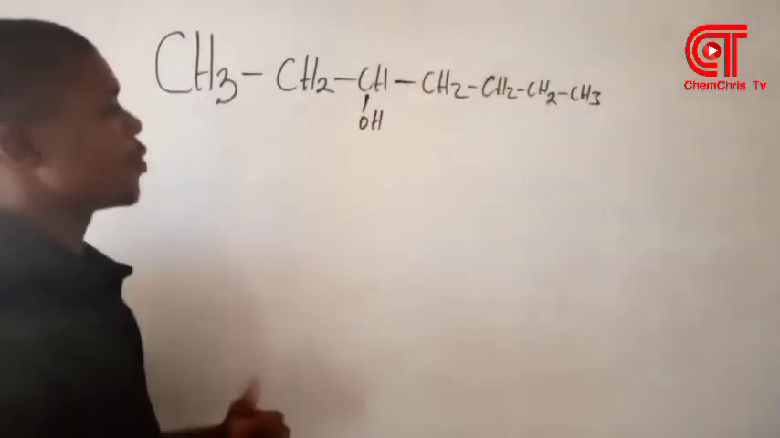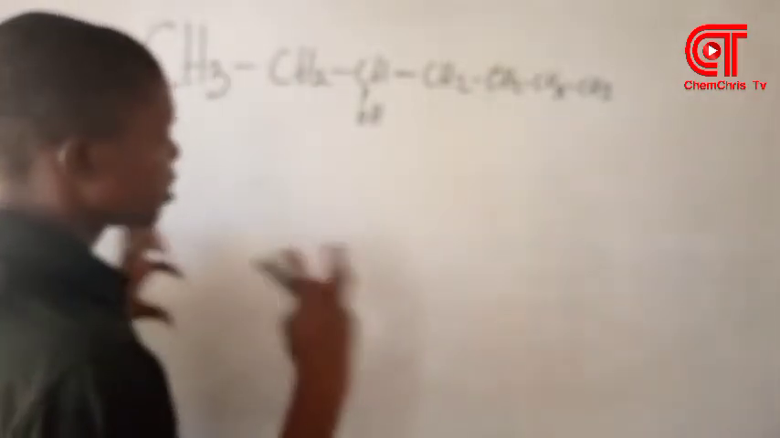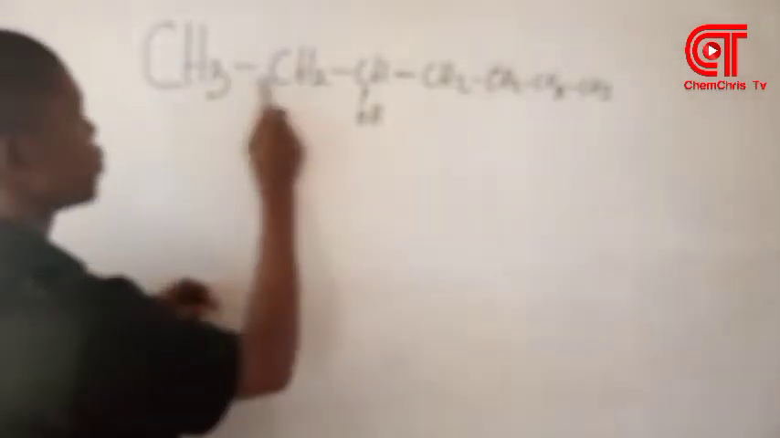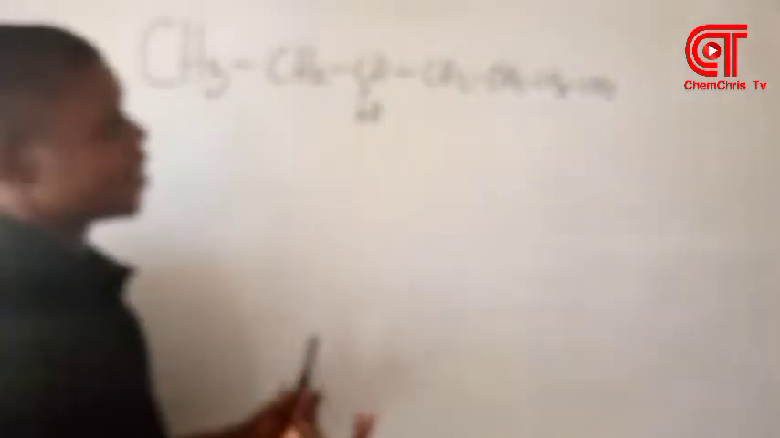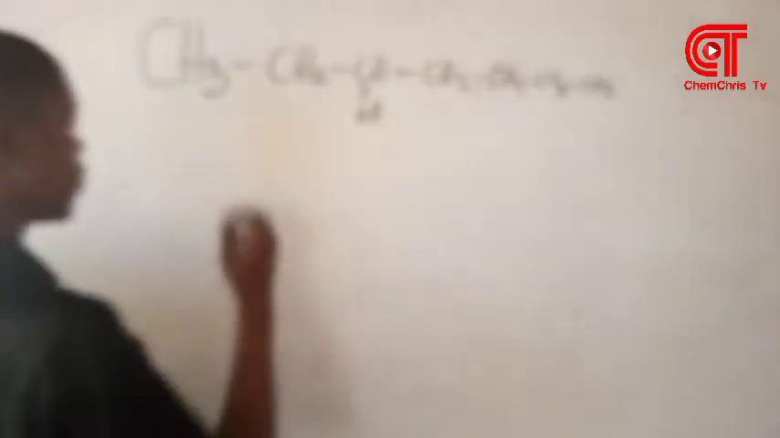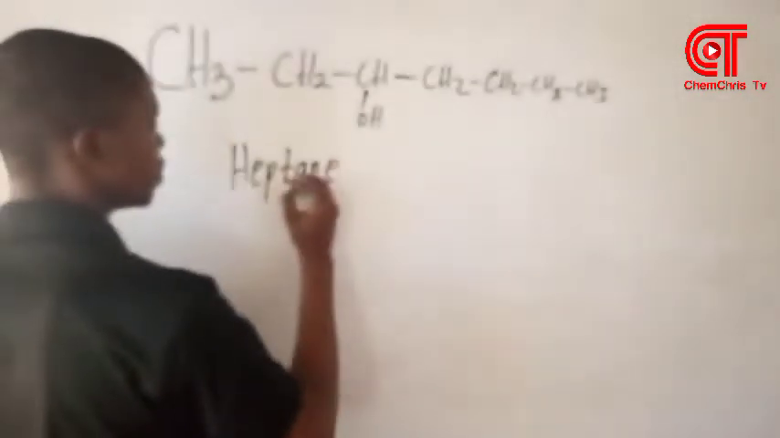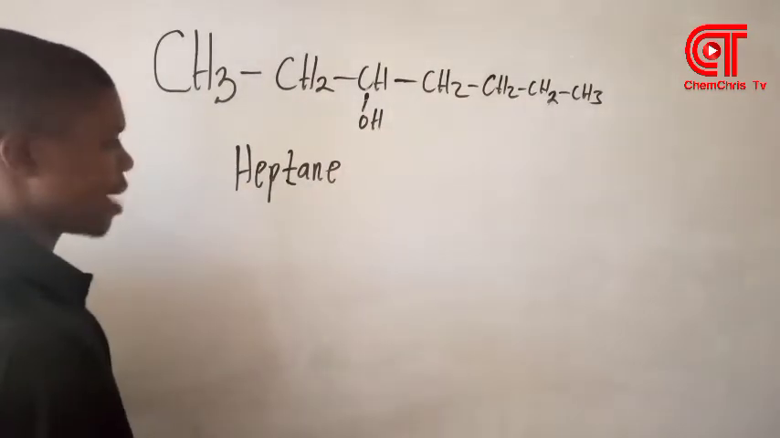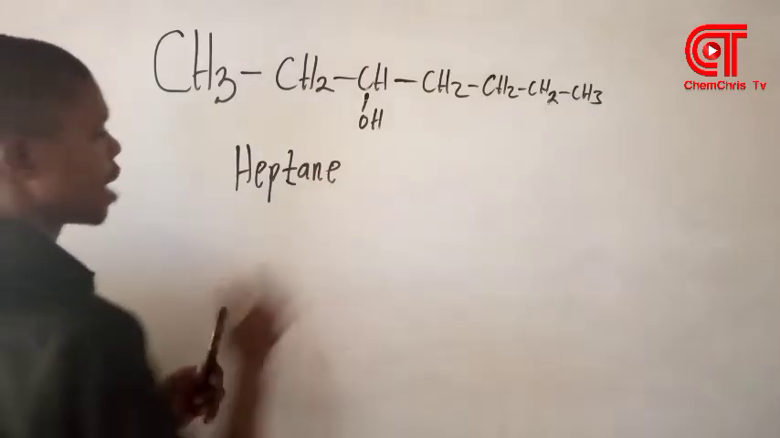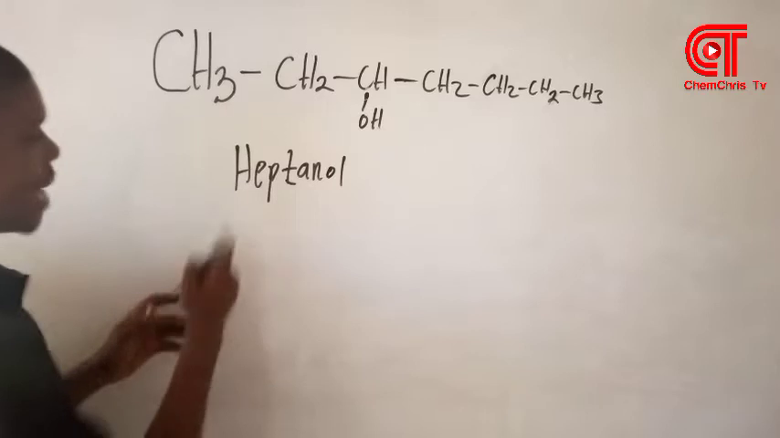How do we do this one here? Let's count the chain first. 1, 2, 3, 4, 5, 6, 7. Now, as an alkane, it could have been heptane. But there's an OH here, which now makes it an alkanol. So the E will now be changed to OL. So that becomes heptanol.